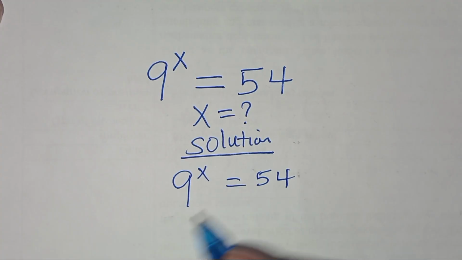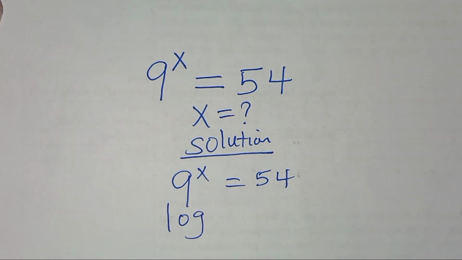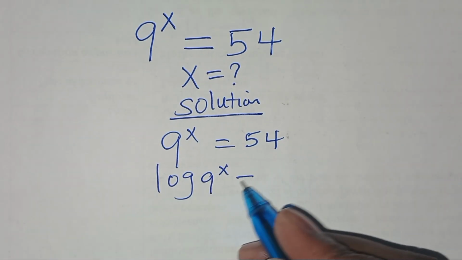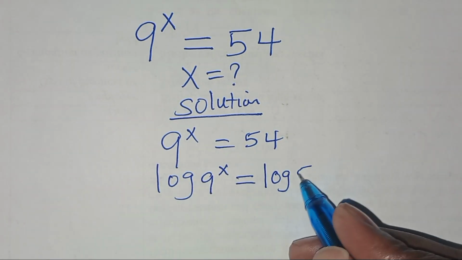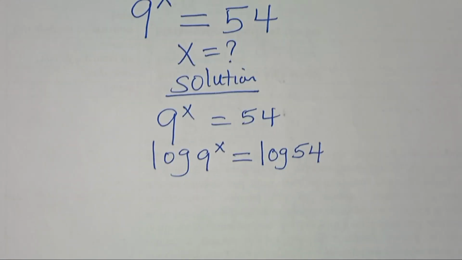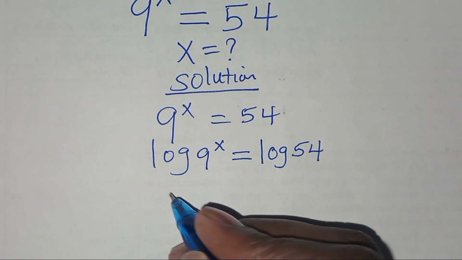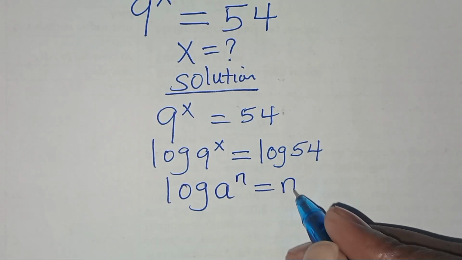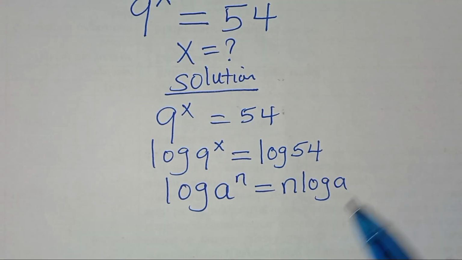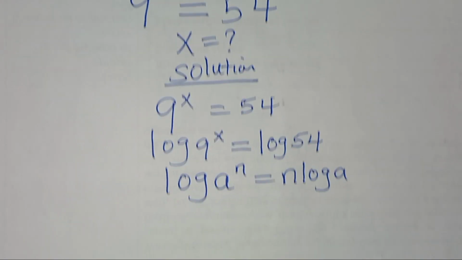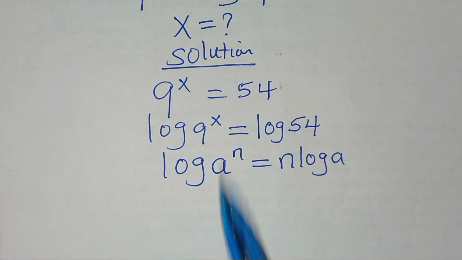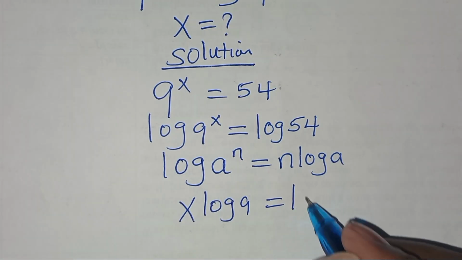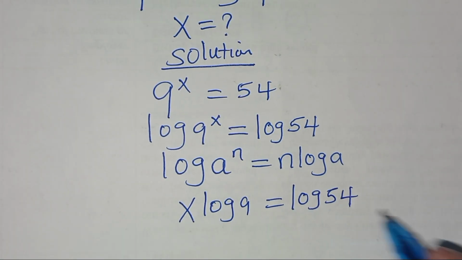To solve for x, let's introduce logarithm on both sides. So that now here, we have log 9 to the power x equal to log 54. The next step from here, log 9 to the power x is in the form of log a to the power n, which we can express as n log a. So this is the power rule property of logarithms. Applying this property, log 9 to the power x becomes x log 9. This essentially is equal to log 54.